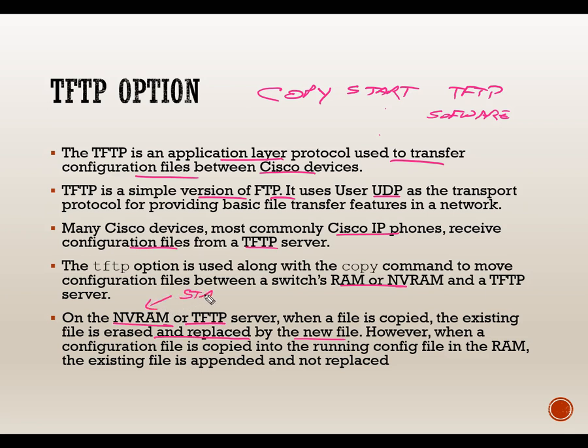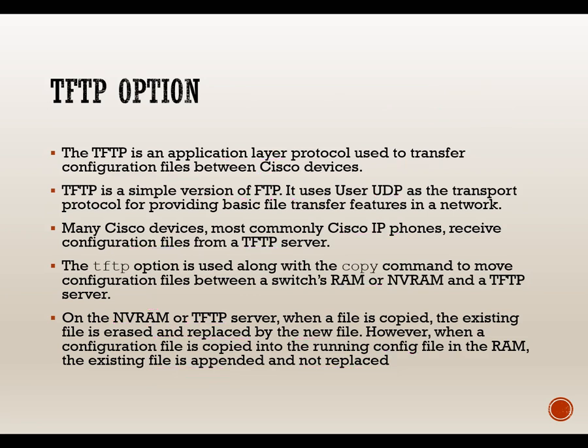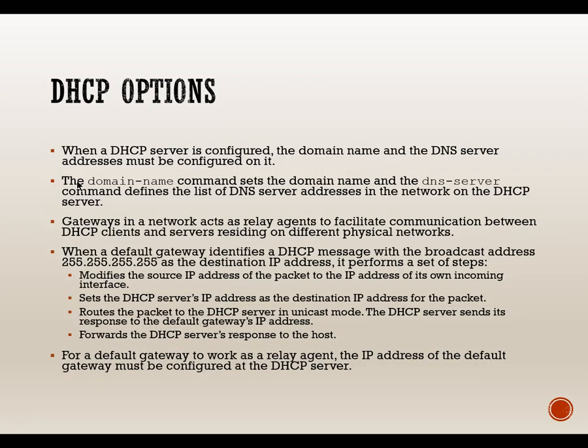NVRAM is startup config. So if we copy TFTP to startup, the existing startup config is replaced. If we copy it to the running config file in RAM, the existing file is appended and not replaced, so we can wind up with extra commands. Just kind of a handy thing to know. If you copy it and you say, oh, this is not right, why isn't it right? Because if you copy it to the running config, then it appends the commands to the existing running config. If we copy it to the startup config, it replaces the startup config.